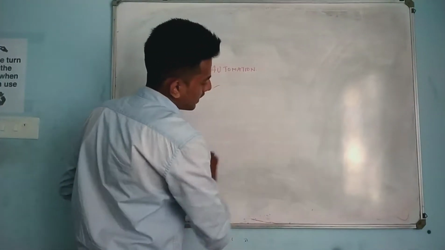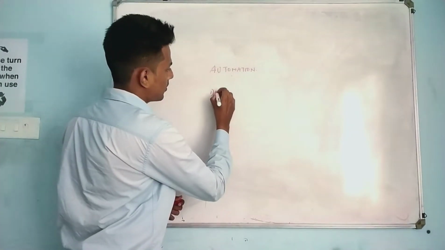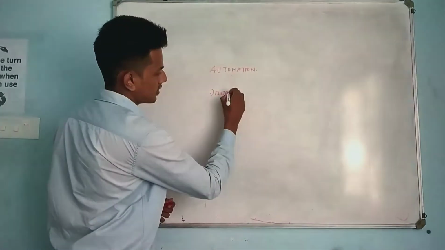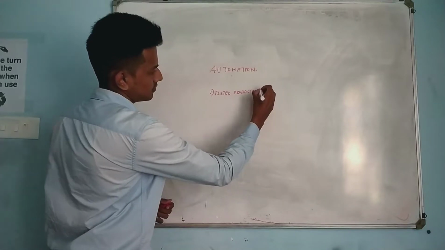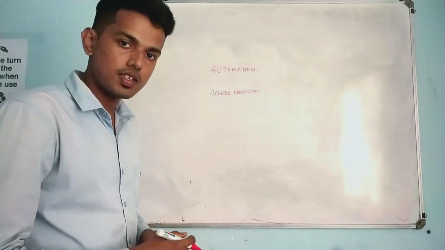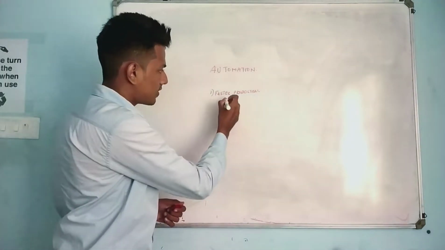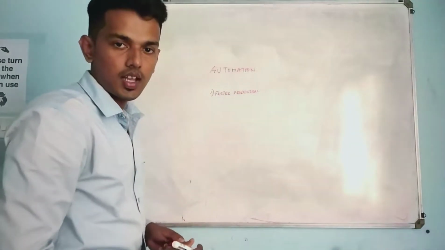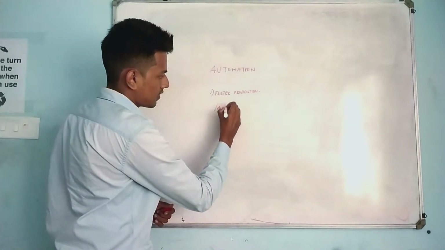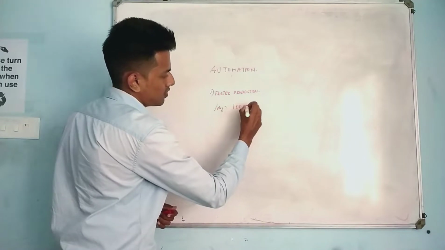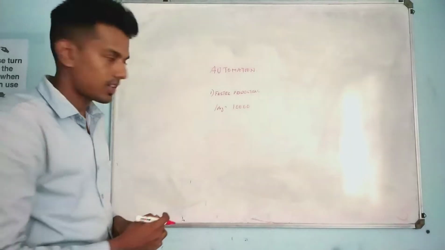There are many advantages of automation. The first one being faster production. Faster production means that if you implement this automation in industries, there will be faster production, as the machines will make per day thousands or maybe lakhs of units, right?